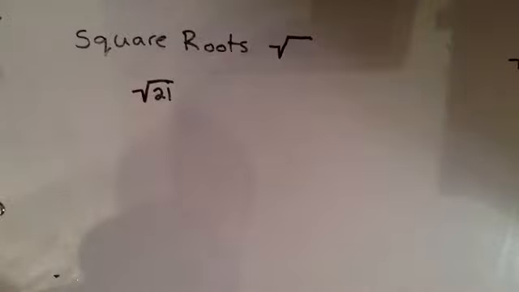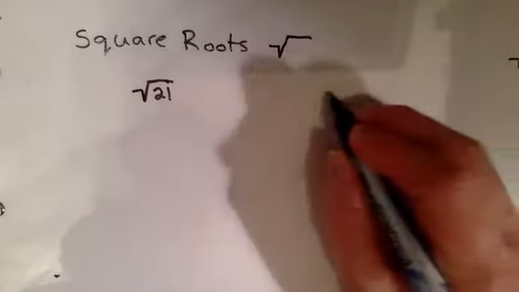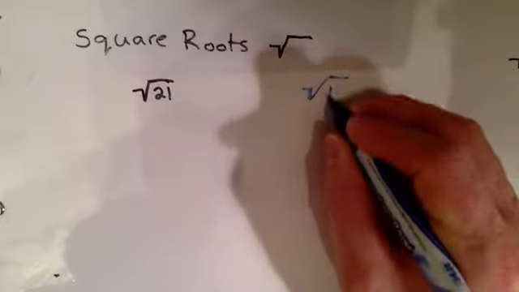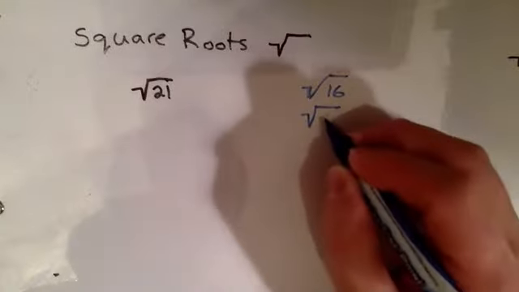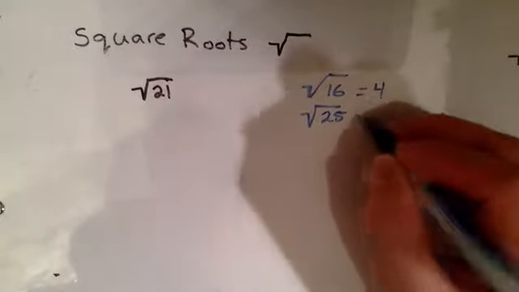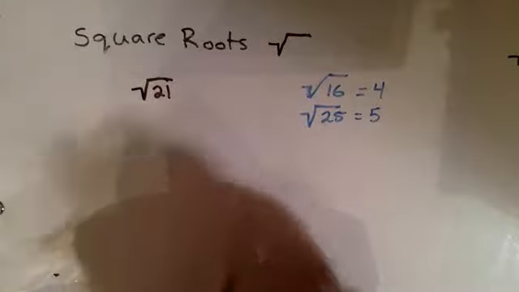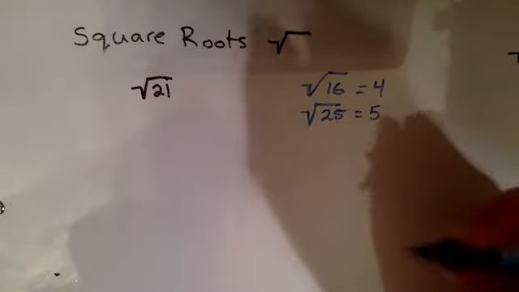go about doing that? Well, first of all, we think about what we do know. We do know that we can find the square root of 16, which is a little bit smaller than 21, and we know that we can find the square root of 25, which is a little bit larger than 21. The square root of 16, of course, is 4, and the square root of 25 is 5. So whatever the square root of 21 is, it has to be somewhere between 4 and 5.